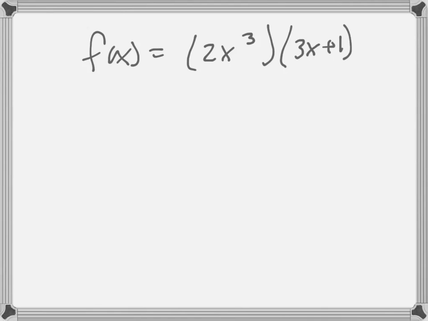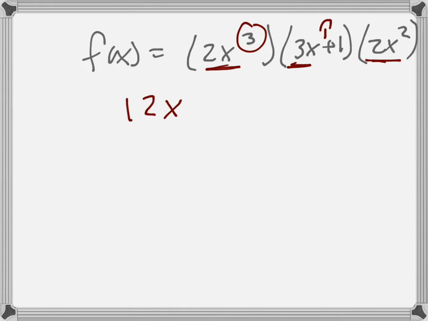So let's try another one. What about f of x equals 2x to the third times 3x plus 1 times 2x squared? You got to grab your leading term out. So my leading term is going to be the highest ones all multiplied together. Okay. So that's going to be 12x to the what? Fifth. 3, 4, 5, 6. Okay. Right? That's going to be 12x to the sixth.